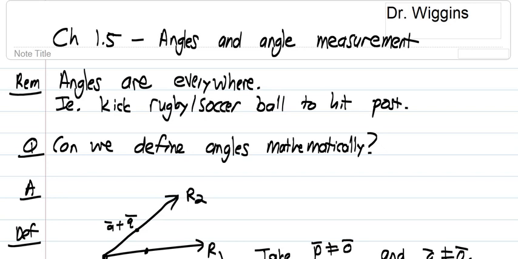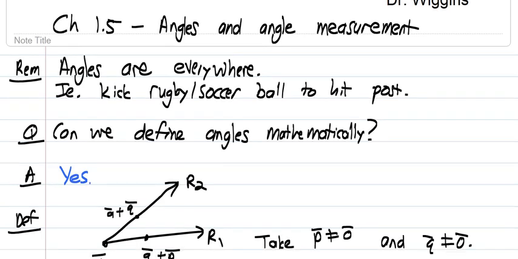Good day. Welcome to the first of two videos on chapter 1.5 about angles and angle measurement. Now, as a remark, we know that angles are everywhere. For example, if you play sports and you want to kick a rugby or soccer ball to hit the post, there's a little bit of angle calculation happening. So the question is, in our model of algebraic vectors and straight lines, is it possible to define angles mathematically? And the answer is, of course, yes. We are going to define angles and angle measurement in our model.